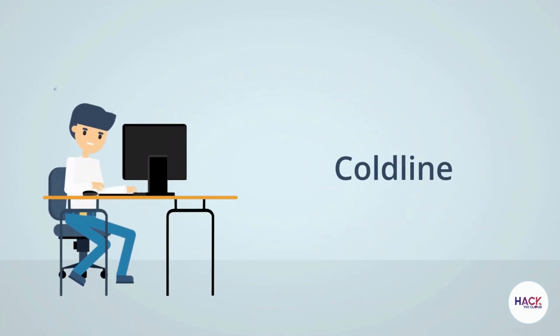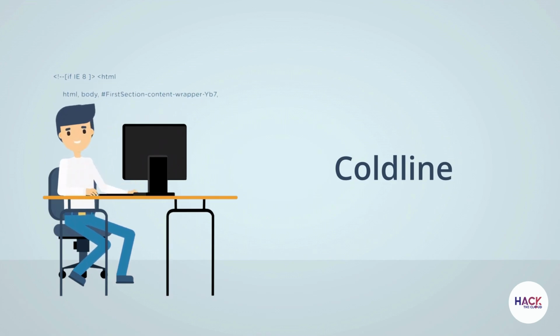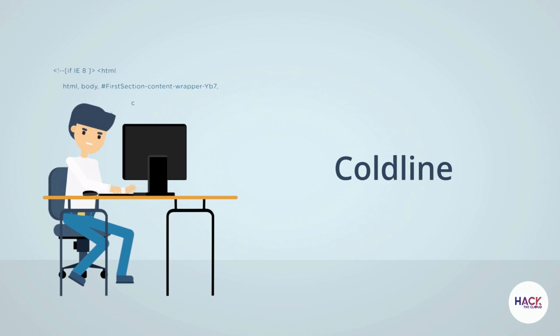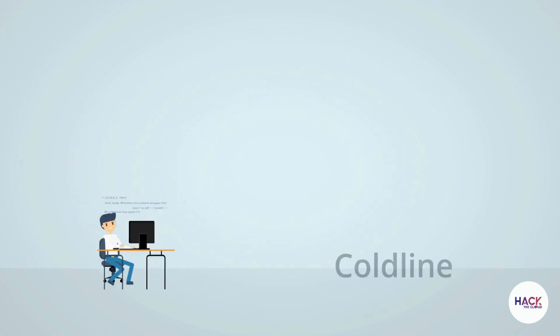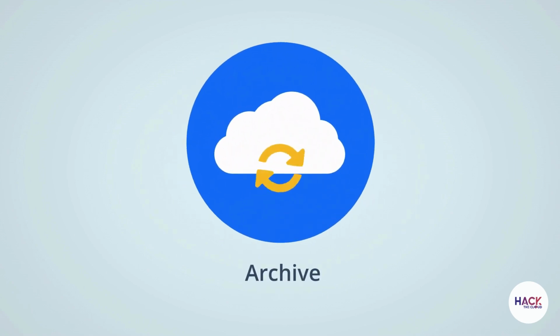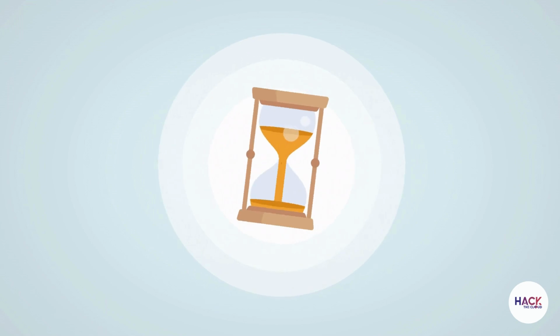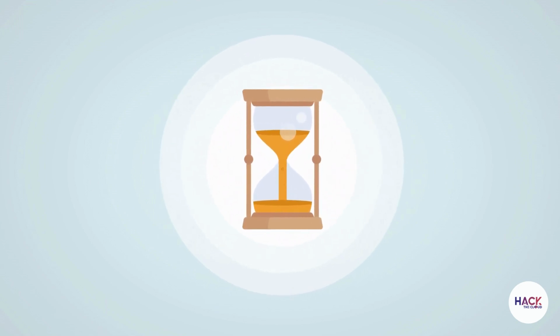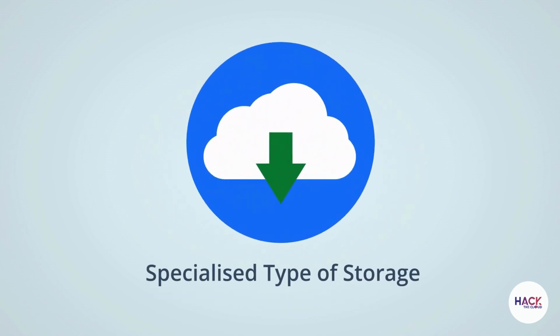Coldline. This one's like that frozen lasagna at the back of your freezer. You barely touch it. Coldline is for data you access maybe once a year, like old project files or tax returns. Super cheap to store, but don't expect fast access. Archive. This is the deep freezer in your garage. You put stuff in here when you might not touch it for years. It's the cheapest, but you might need a chisel to get it out. Use it for data you're keeping just in case, but you really hope you don't need to access it anytime soon.